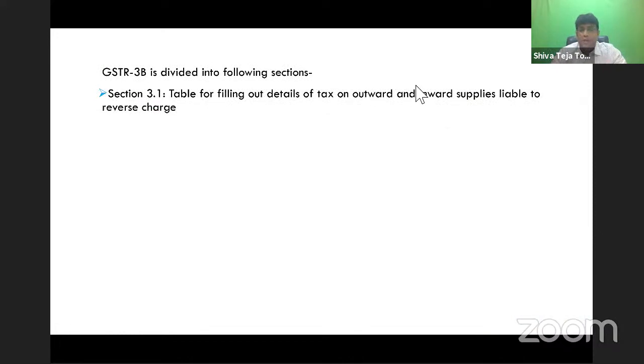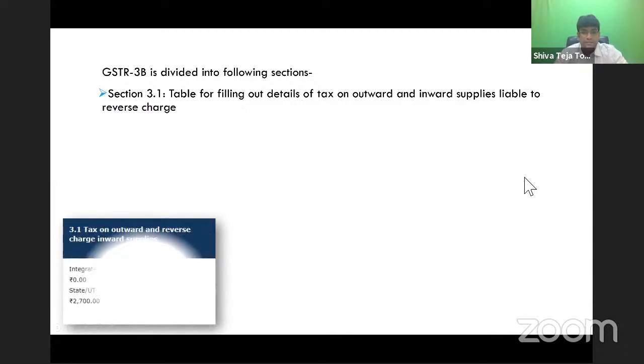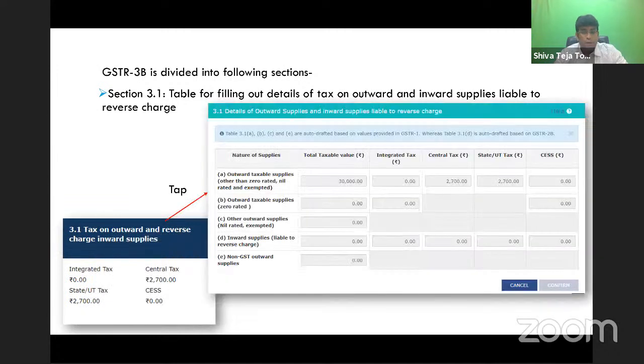GSTR 3B is divided into the following sections. Section 3.1, very important: table for filling out details of tax on outward and inward supplies liable to reverse charge. Once I click that 3.1, this page will come, my dear friends. Table 3.1 A, B, C, and E are auto-drafted based on values provided in GSTR 1. So whatever figures we have shown in GSTR 1 are auto-populated in GSTR 3B for 3.1 A, B, C, and E.